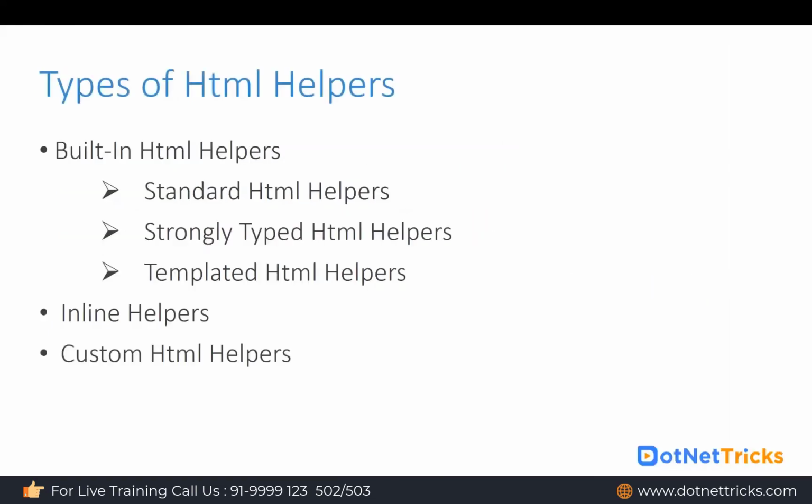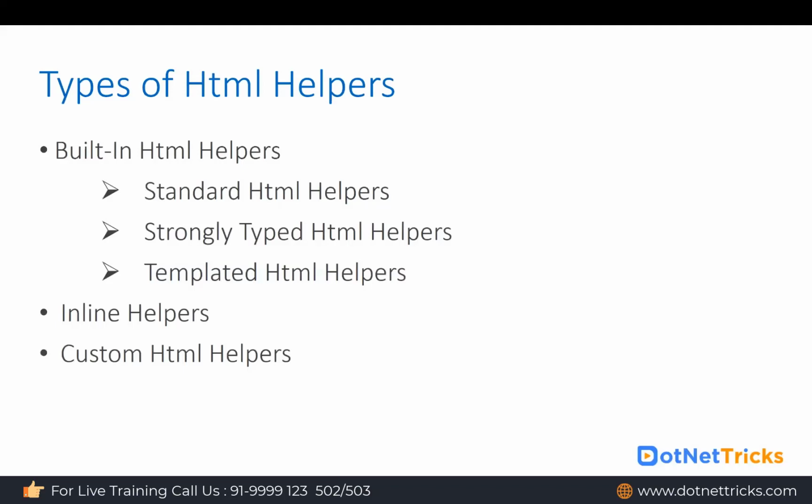So in ASP.NET MVC, we have built-in HTML helpers. These are like standard HTML helpers. We have a strongly typed HTML helper. We have template HTML helpers. These are examples of some built-in HTML helpers we can use for creating the form input controls. We have the inline helpers as well, and we can even create our own custom HTML helpers.